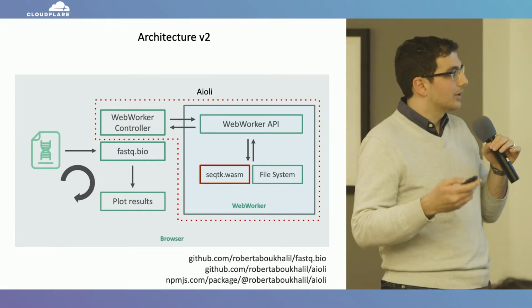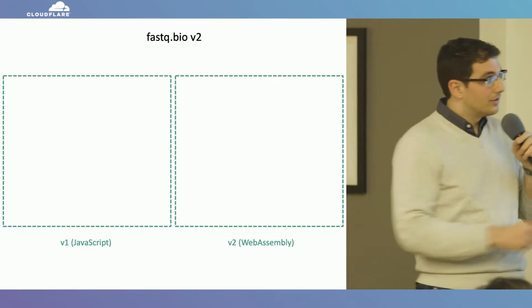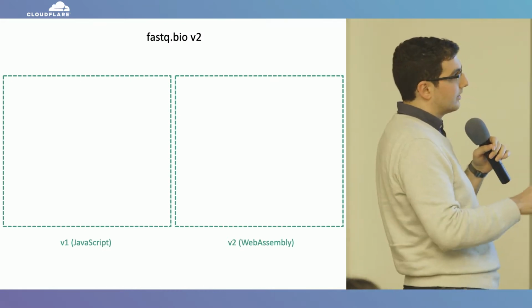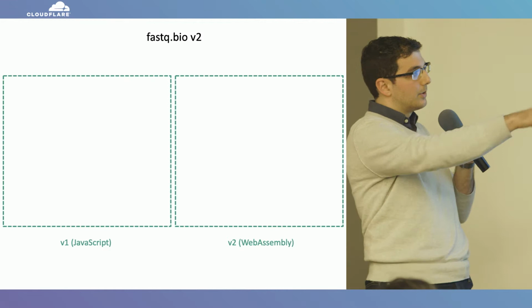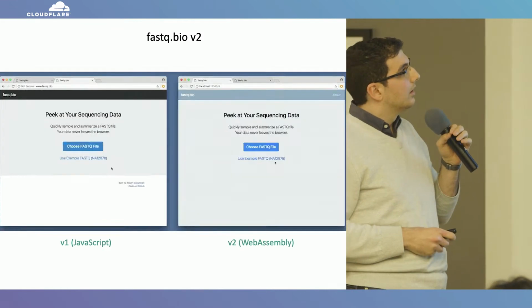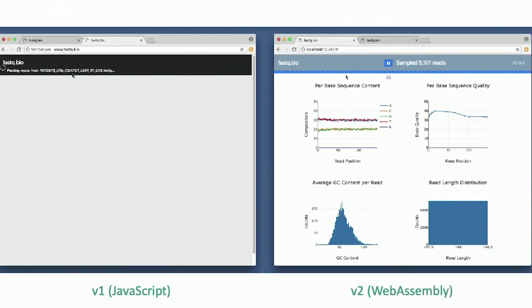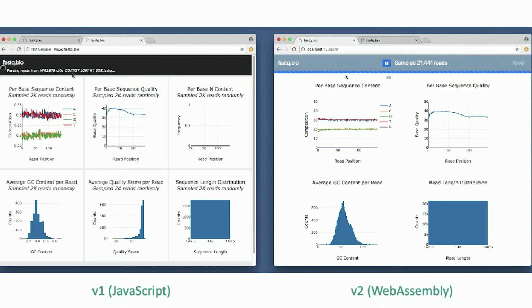OK, great. So now we have an architecture. What does this actually look like in practice? So on the left, I'm going to show you a screencast of the JavaScript version. And on the right, I'll show you the WebAssembly version. So what we're going to do is go to the website, choose a fastq file in both, and then you can see the plots are starting to get generated.